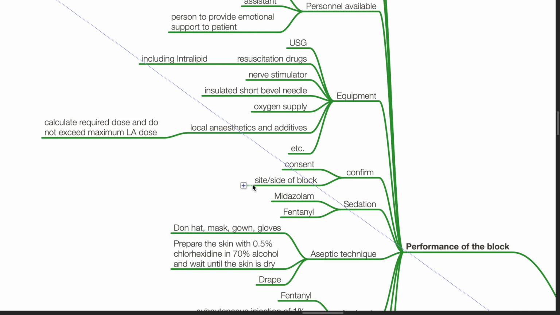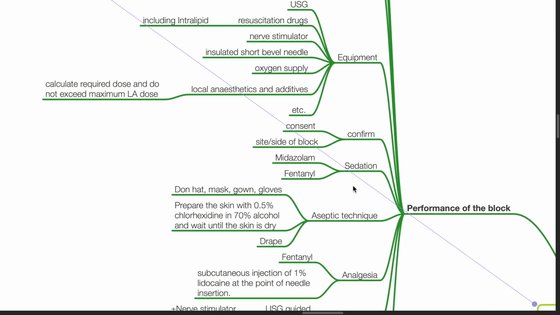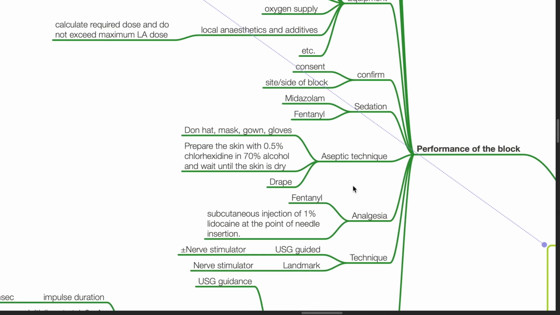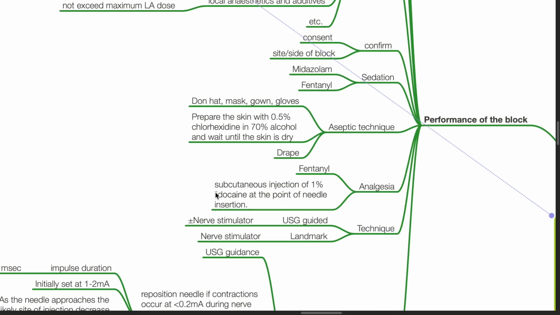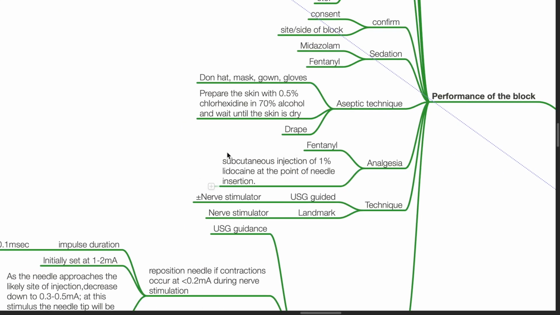Confirm consent and site of the block, sedation with midazolam and fentanyl, aseptic technique, don hat, mask, gown and gloves, prepare the skin with 0.5% chlorhexidine in 70% alcohol, and wait until the skin is dry, and drape. Analgesia includes fentanyl and subcutaneous injection of 1% lidocaine at the point of needle insertion.